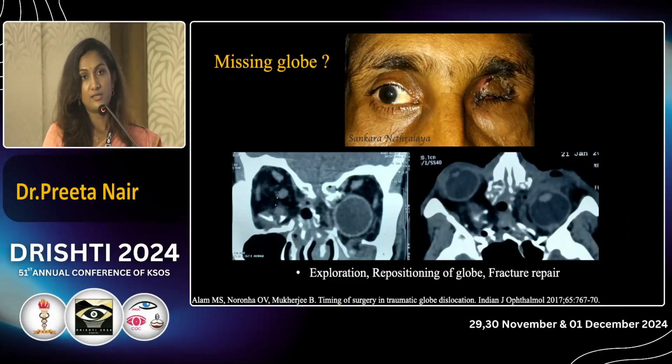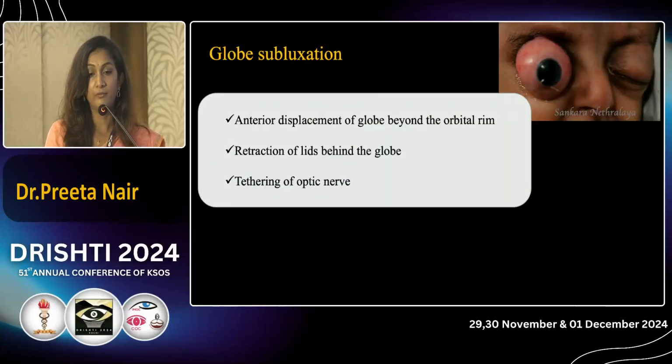Another condition is in traumatic cases, where the patient can present to you with an enophthalmic picture. So it's important that you advise CT, and to our surprise, this was the condition. The globe was subluxated into the maxillary sinus because of a large blowout fracture in the floor and medial wall. So these cases were immediately taken up for exploration and repositioning of the globe, followed by the fracture repair.